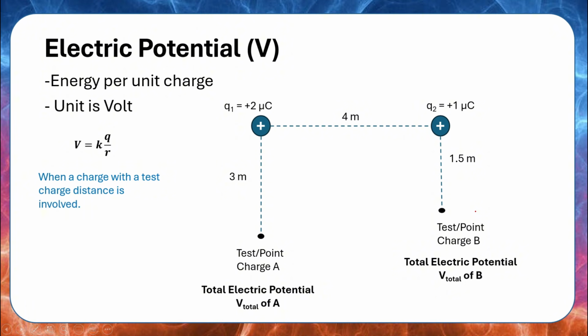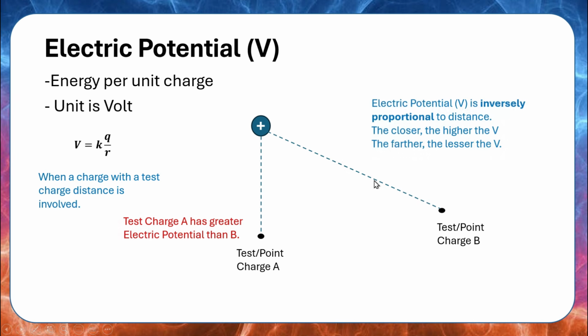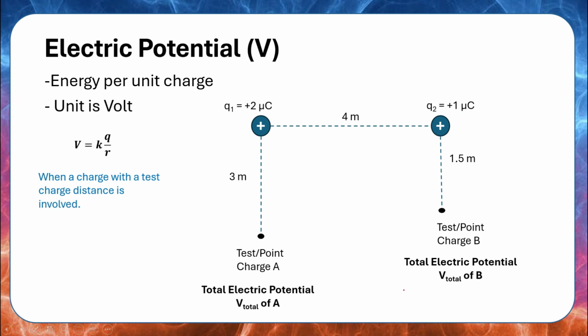Okay, so let's change the diagram. This time, from this simple diagram, let's make the diagram like this. So we now have two charges involved: Q1, which is positive 2 microcoulombs, and the second charge, positive 1 microcoulomb. Now, don't be confused about this. We're just measuring the electric potential felt by each charge.